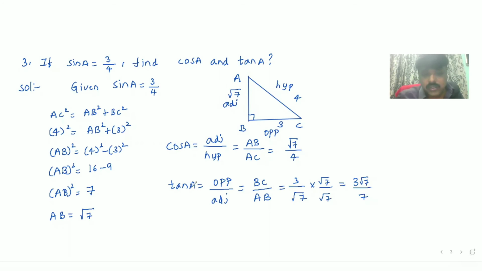Actually, in the question, cos A and tan A, sir. Cos is adjacent by hypotenuse, tan is opposite by adjacent. Okay, in the question.